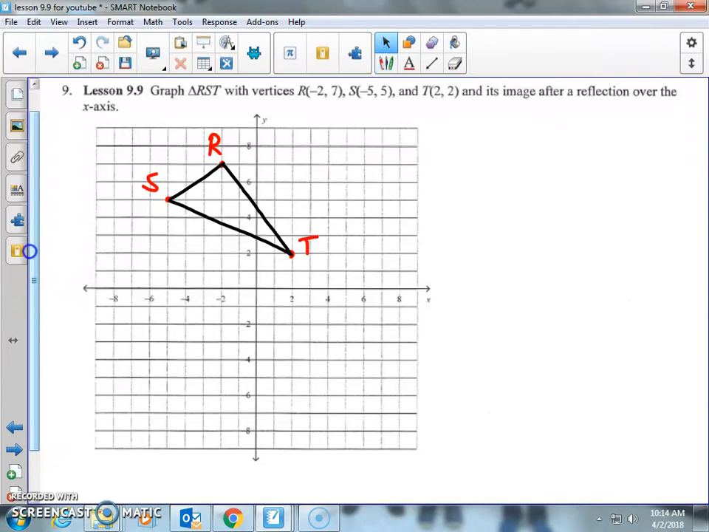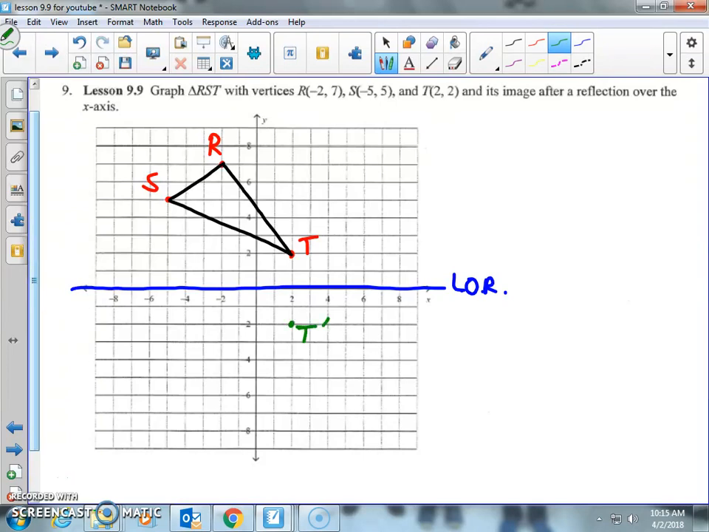Now its image says it is over the x-axis. So remember, the x-axis is here. This is called my line of reflection, L-O-R. And again, count spaces. Point T is 2 above, so T prime has to be 2 below. Point R is 1, 2, 3, 4, 5, 6, 7 spaces above the line of reflection. So I got to go 7 below. And that's labeled R prime, remember?